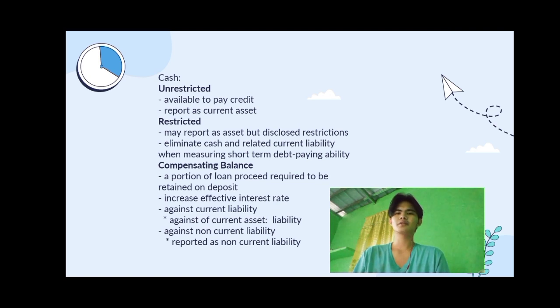Cash restricted from short-term creditors should be eliminated, along with the related amount of short-term debt, when determining the short-term debt-paying ability. Cash should be able to pay general short-term creditors to be considered a part of the firm's short-term debt-paying ability.